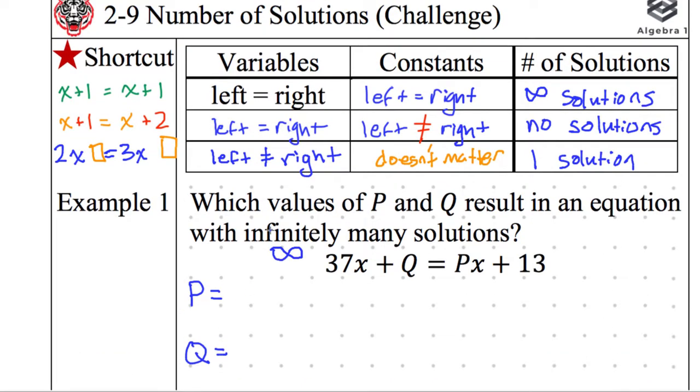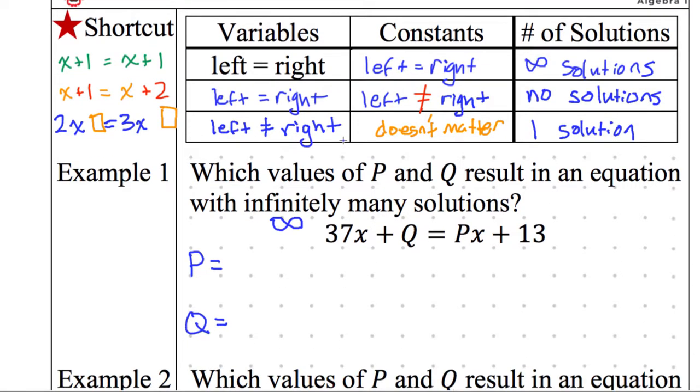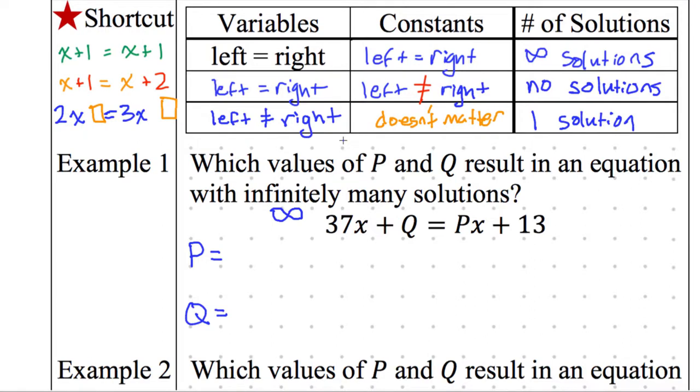You're going to use this shortcut table above us. I need infinitely many solutions, so right now I am in this row. Infinitely many solutions. What am I going to choose for P and Q? Let's start with P. What should I plug in for P? I'm talking about the x's. I'm looking at this x, and I'm doing something to them. What should I plug in for P?